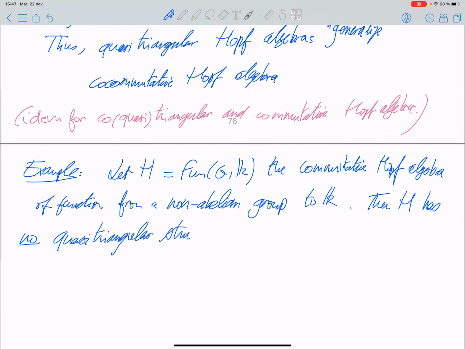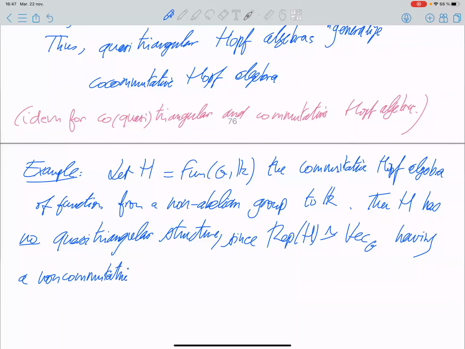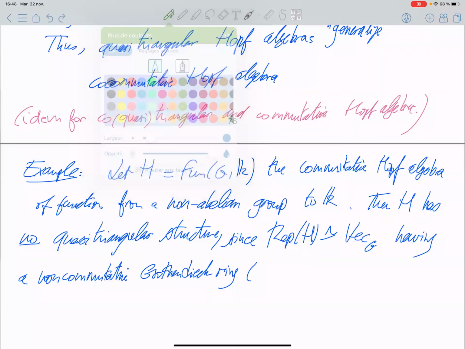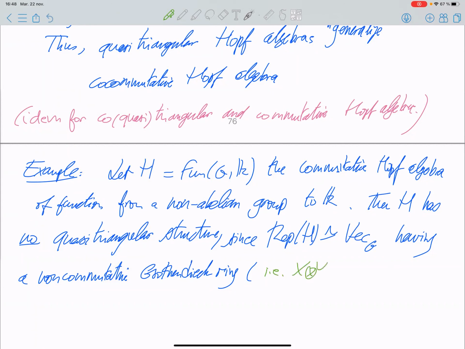Since Rep H is isomorphic to Vec G, and the Grothendieck ring of Vec G is non-commutative, Rep H cannot have a braiding. So H cannot have a quasi-triangular structure. Non-commutative Grothendieck ring means that in general, X tensor Y is not isomorphic to Y tensor X.